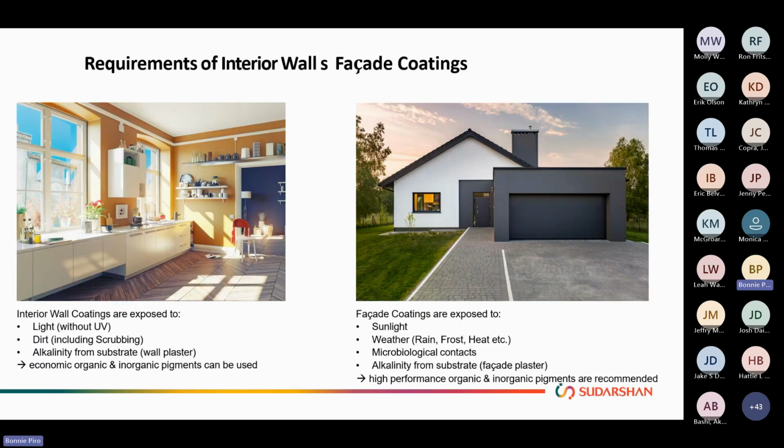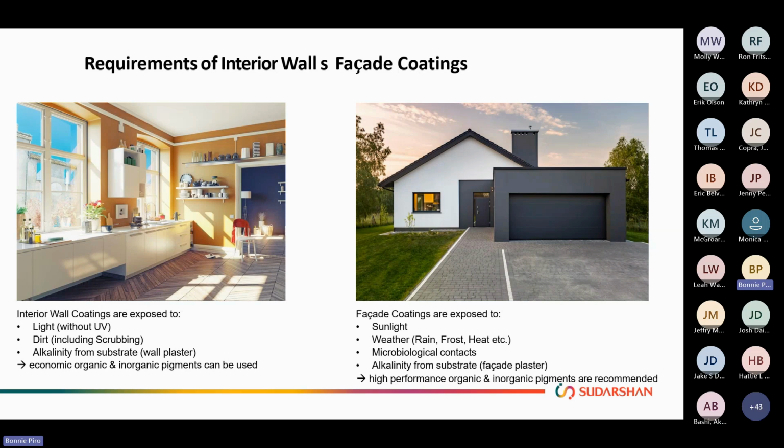As far as architecture, we've talked already about interior versus exterior. Interior definitely needs the light fastness aspect, as you can see from the photo here, with the windows allowing a lot of light into more of the recent house designs. So light resistance is really important. Not necessarily UV, because a lot of the windows in today's marketplace do filter out the UV area.